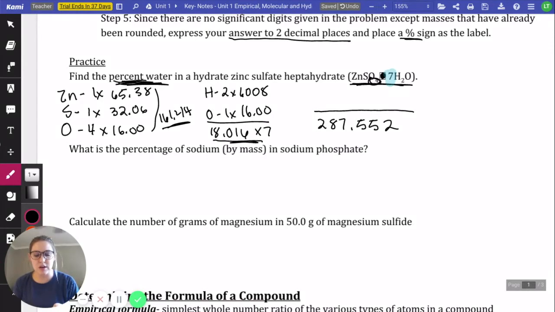We want to find the percent water. So we're going to plug that 18.016 times 7 in for our percent water.